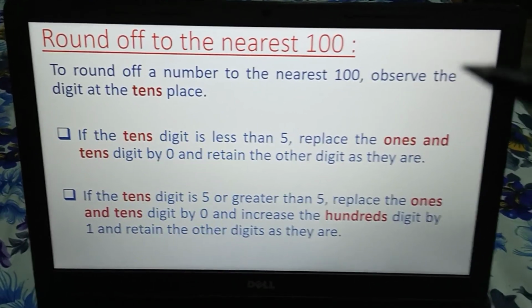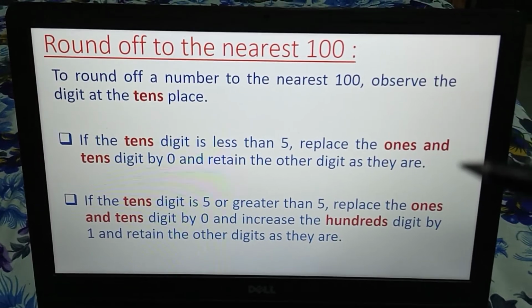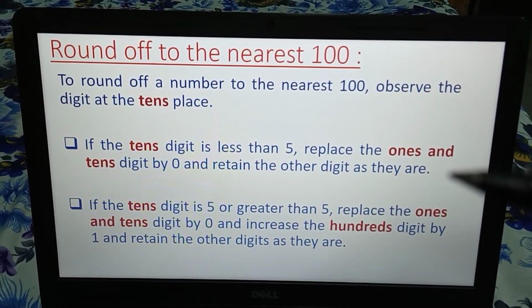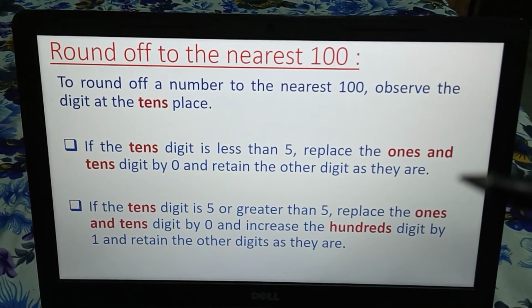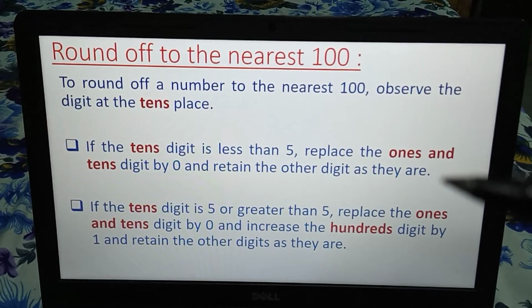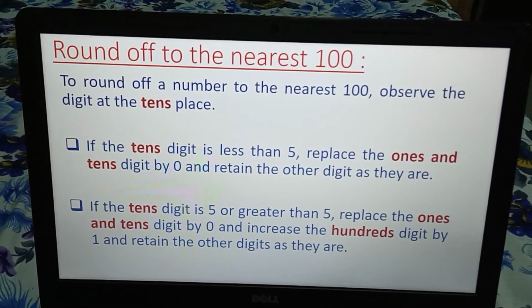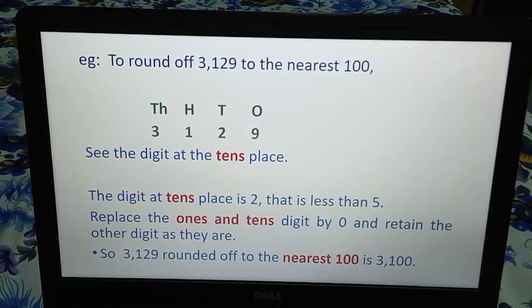If the tens digit is less than 5, you replace the ones and the tens digit by 0 and retain the other digits as they are. There will be no changes in the other digits, but ones and tens digit we will write 0. So we will follow this.